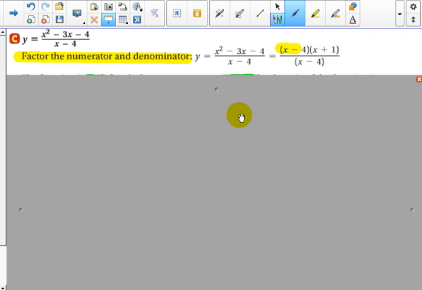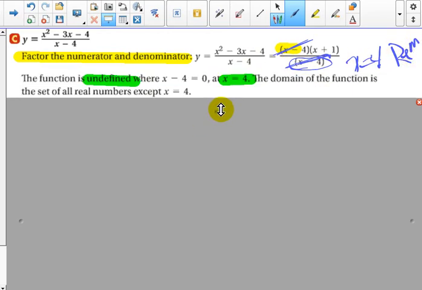Now, let's first talk about our points of discontinuity in our domain. Well, points of discontinuity is when x is equal to 4. So our domain is all numbers except 4. Our point of discontinuity is x equal 4, but it's a removable point of discontinuity because it can be canceled out. See the x minus 4 on top? Because it can be canceled out, it's a removable point of discontinuity.